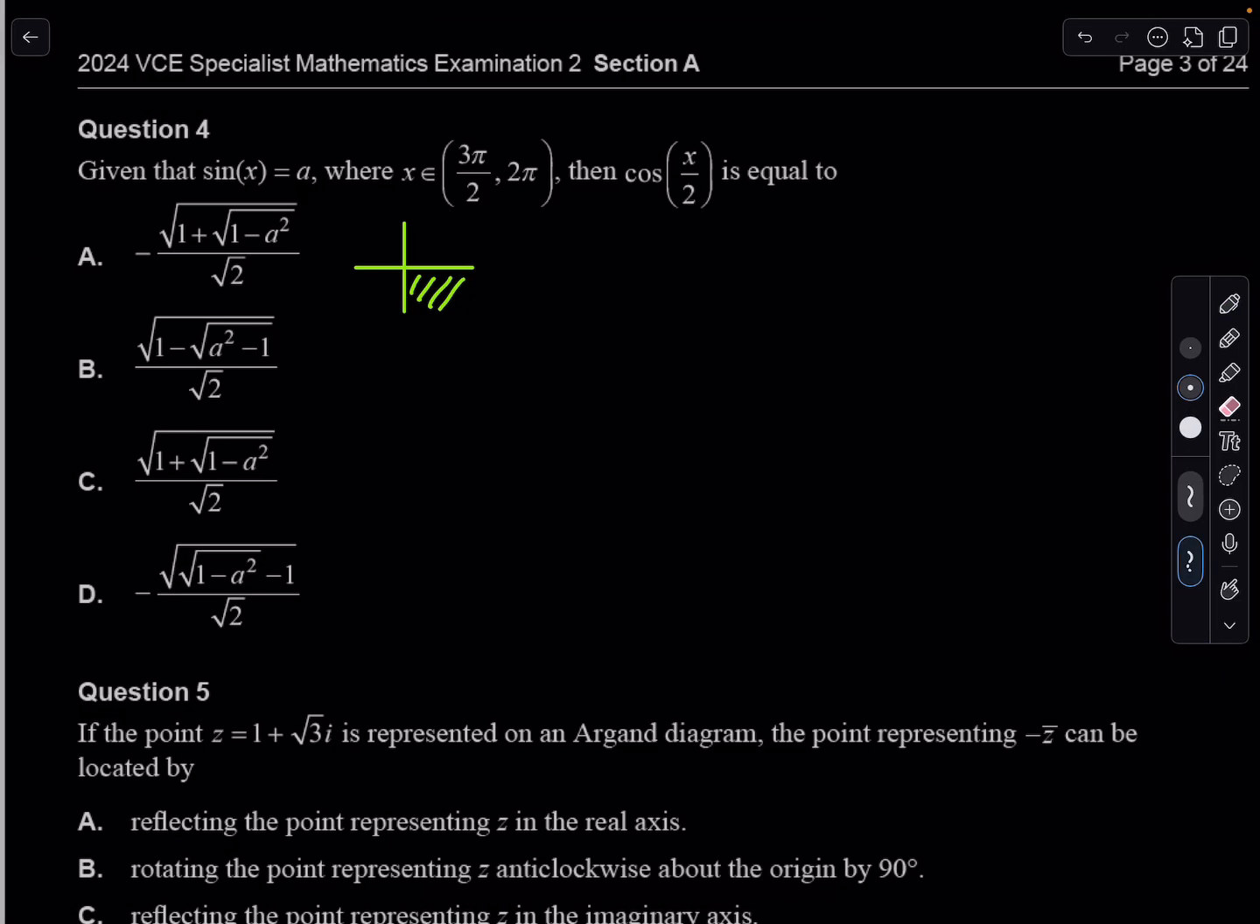How I would do it if I was stressed, I'm in the exam, and I want to do it as quick as possible. What I'm going to do is do this. I'm going to put, first of all, an x value that is within this domain, as we are seeing. So I'm going to just pick a value that's between 3 pi over 2 to 2 pi. For example, 2 pi minus pi over 4, which is 7 pi over 4.